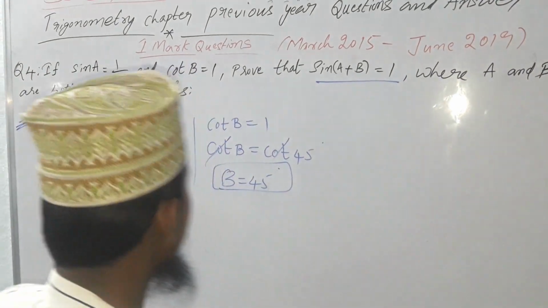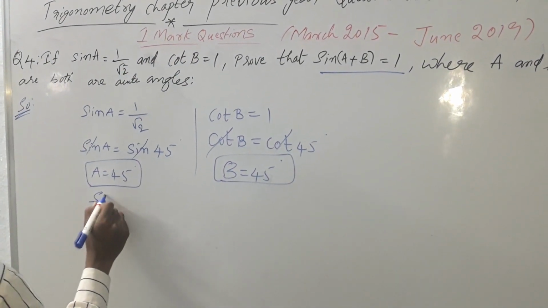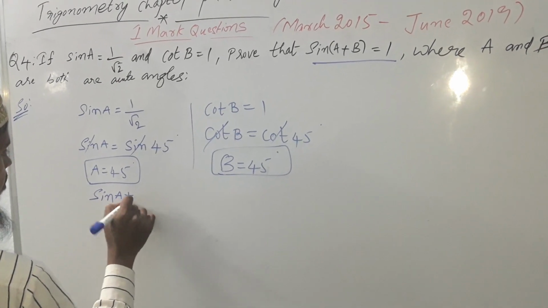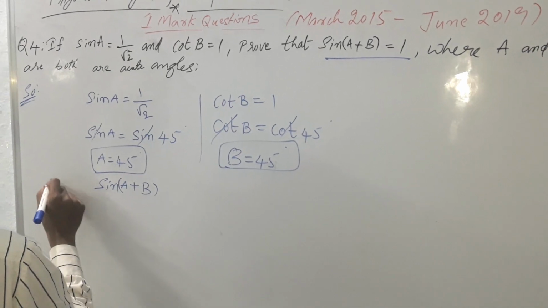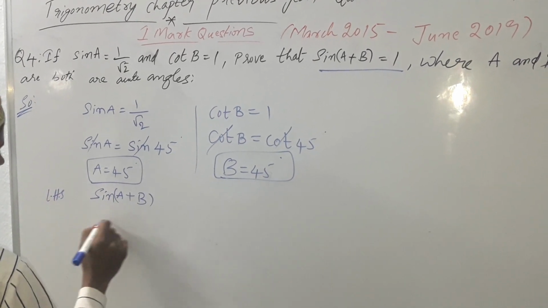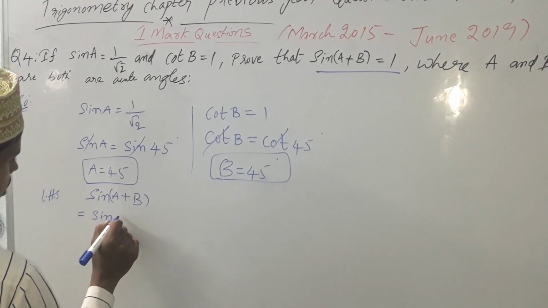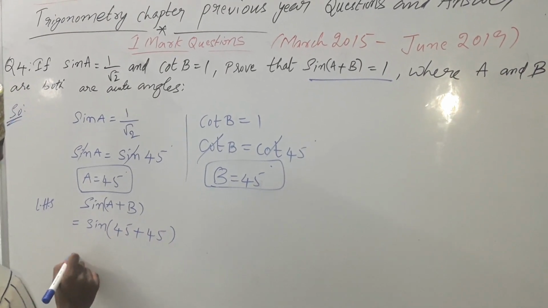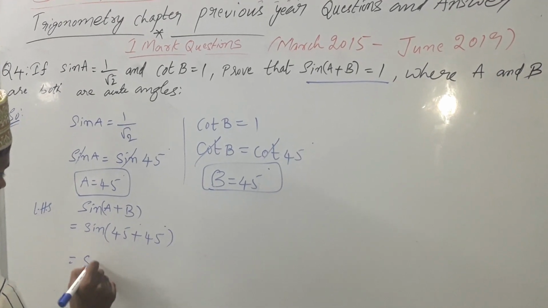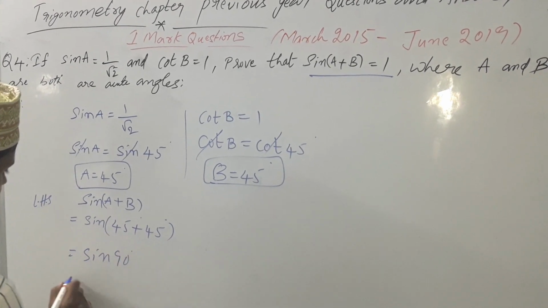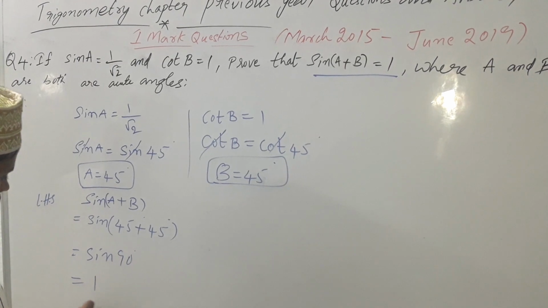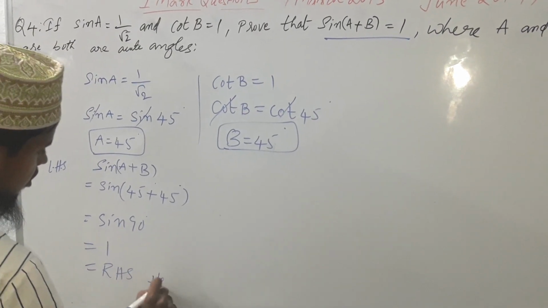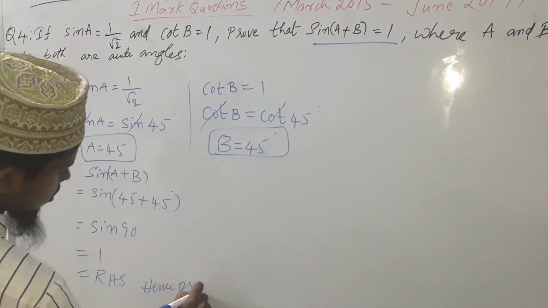Asking here, prove that sin A plus B is the LHS. So sin 45 plus 45, sin 90 degrees. Sin 90 is 1, which is equal to RHS. Hence proved.